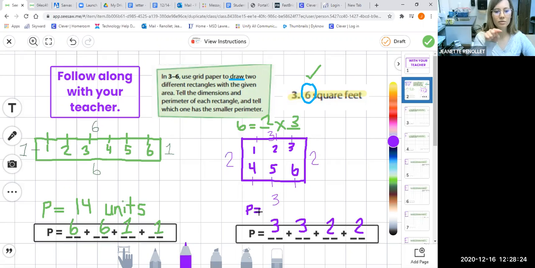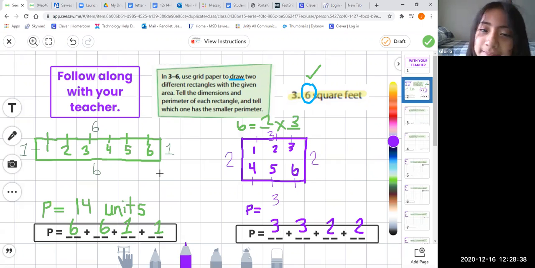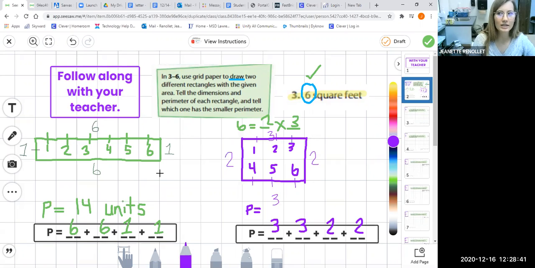What will be the distance around? Distance around the shape. Who's got the perimeter? Man, Gloria, you are on fire today. Gloria, what would be the perimeter? 10. We have 3 plus 3, which is 6, plus 4. That would be 10 units is the whole perimeter around this rectangle. Great job. Check that your example matches mine.